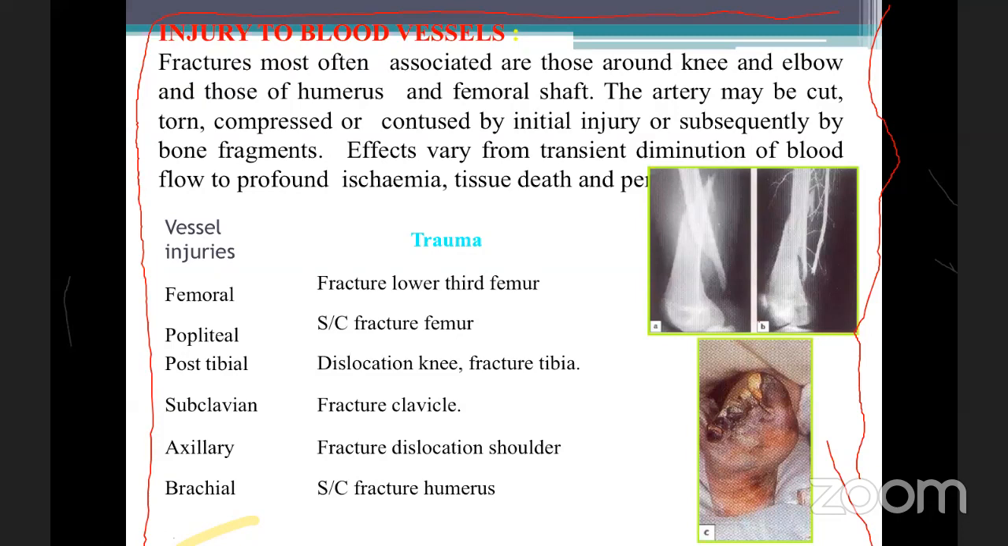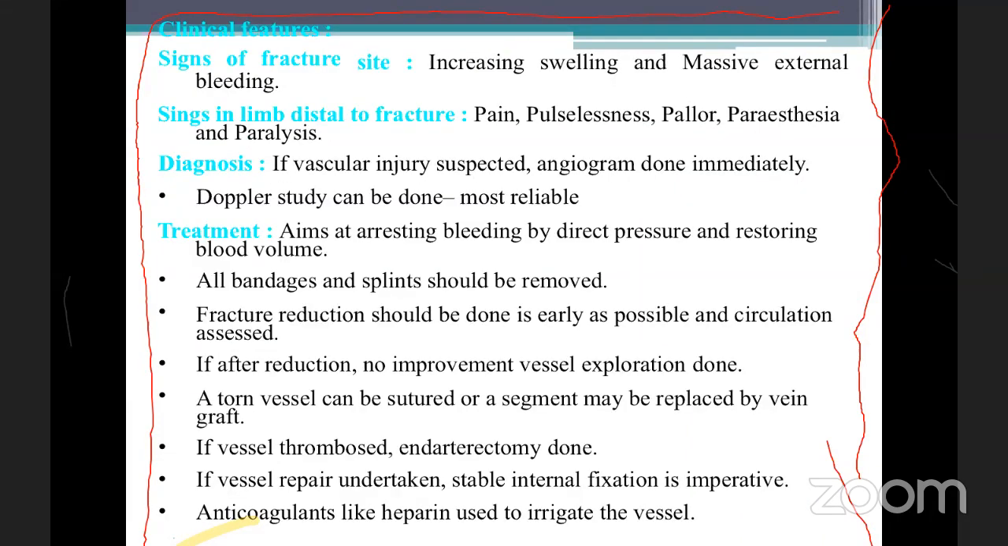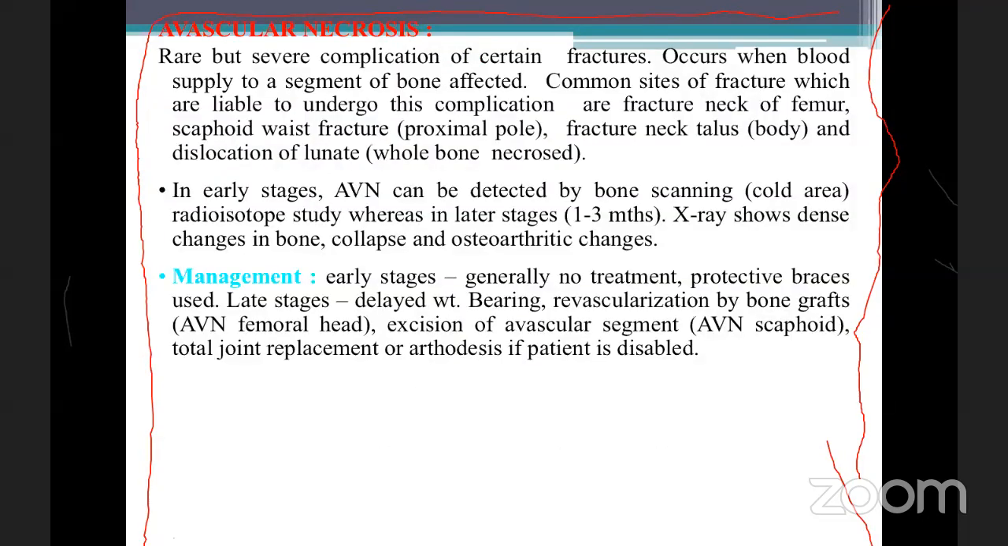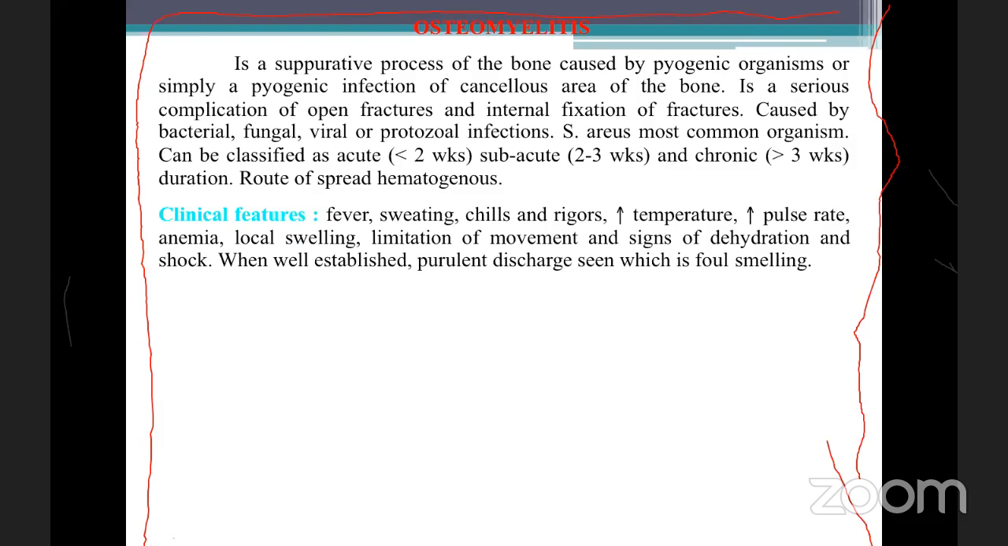And there can be injury to blood vessels. Again, the dictum is that you need to give good compression. Do not try to hold the blood vessel with artery clamps, so as not to damage the blood vessel. Injury to the viscera, like the urethra, abdomen, or chest injury or intracranial injury, has to be taken care of. And avascular necrosis, that is of the femoral head, the scaphoid, or the talus. These are some of the areas with anastomosed arterial blood supply. So if you get a fracture in such a vascular area, there are chances of avascular necrosis of the bone.